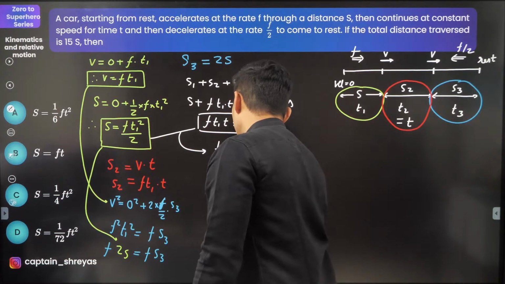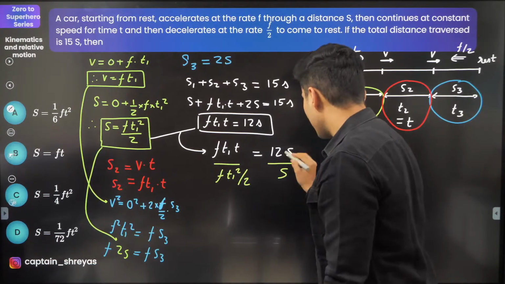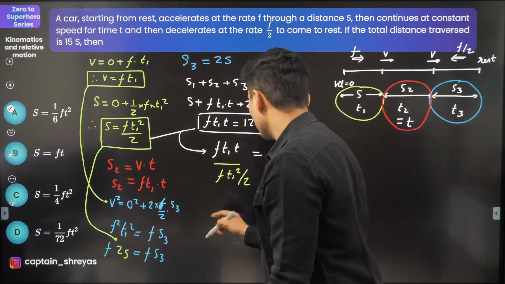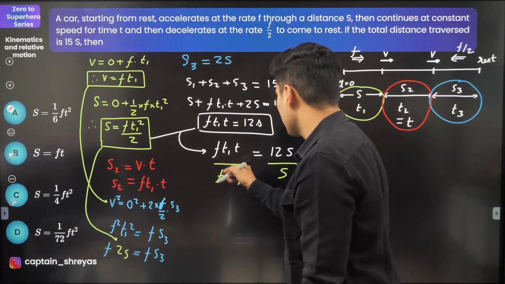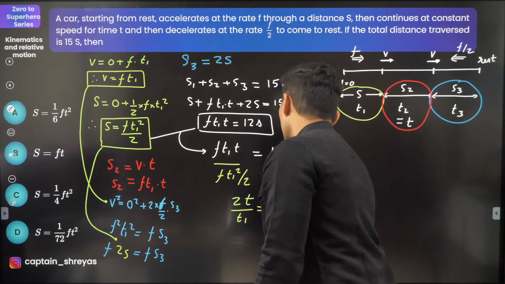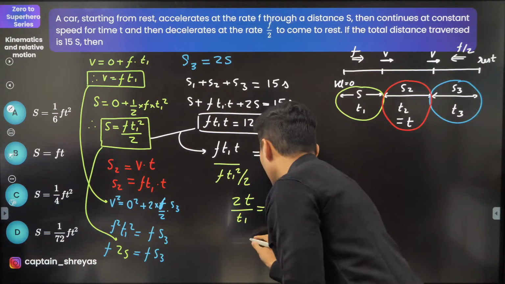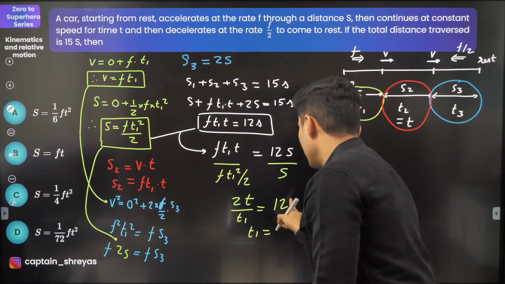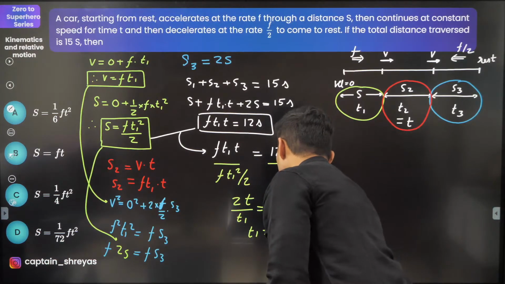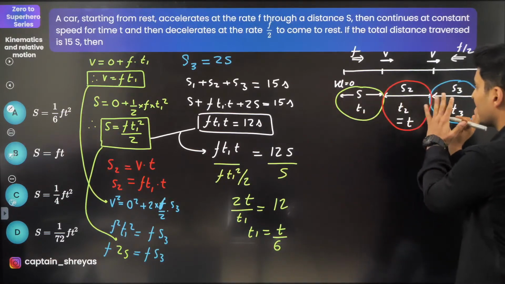Ft1 square by 2, and here I will just have s cancels, 2 goes on the top, F cancels, t1 cancels, so I will have 2t by t1 is equal to 12. So basically I got t1 is equal to t by 6. Interesting, I got the relationship between the times.